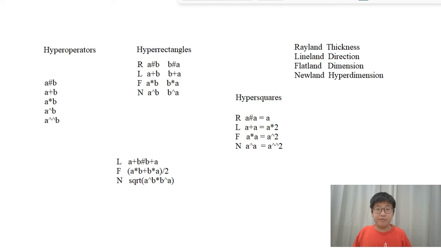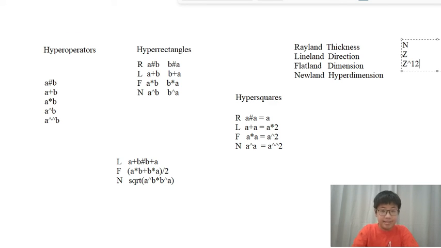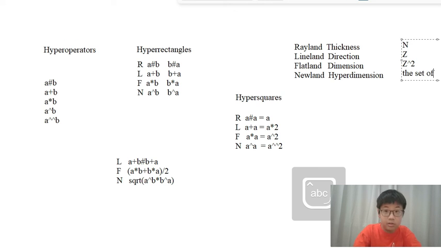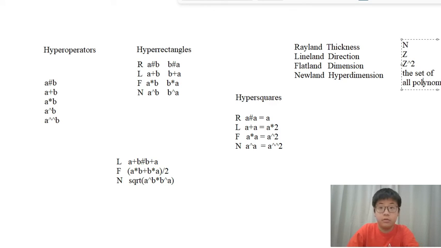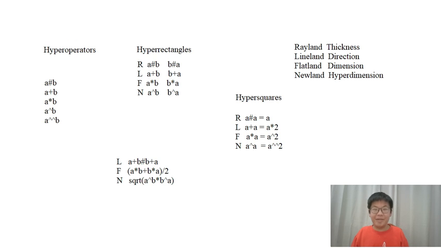And to put it in a metaphoric statement, Rayland will be the set of all natural numbers, Lineland will be the set of integers, Flatland will be the set of linear functions, and Newland would be the set of all polynomials. Great. So Rayland, Lineland, Flatland, Newland go very close together if you treat them properly and give them hyperrectangles. So see you and have fun with this new system.